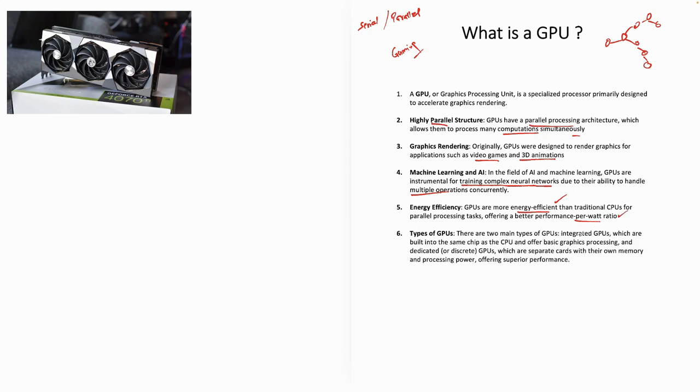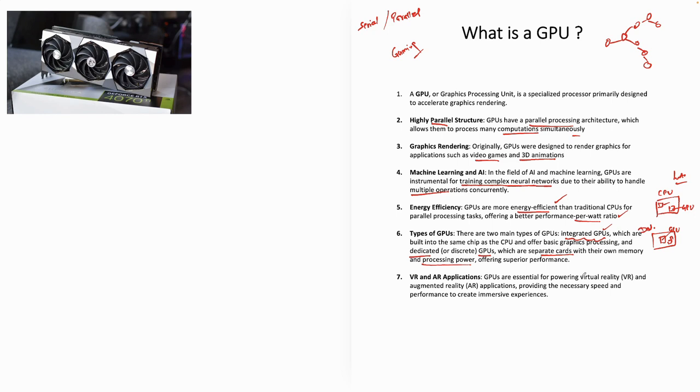Now there are two main types of GPUs. One is integrated. Integrated, as the name suggests, is built on the same chip. So on the same chip you have the CPU and you have the GPU as well, right? So here you have the CPU and here you have the GPU. This is more of integrated. And we have the dedicated. Dedicated GPUs are separate cards with their own memory and processing power. So you have this GPU, and you have the memory and the processing power, right? And this obviously offers superior performance. So this is more dedicated and this is more integrated. Integrated means on the same chip, you have the CPU and you have the GPU.